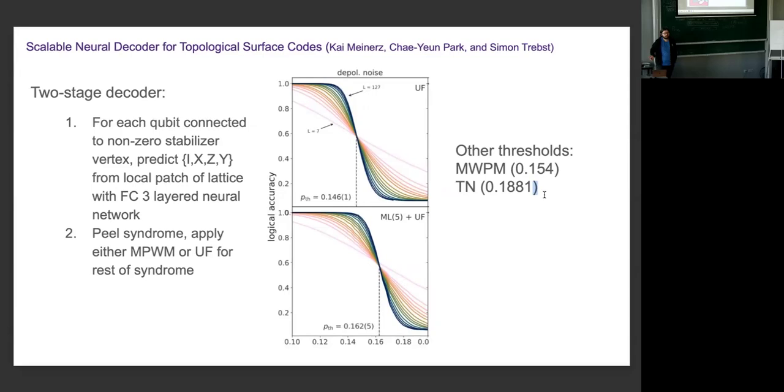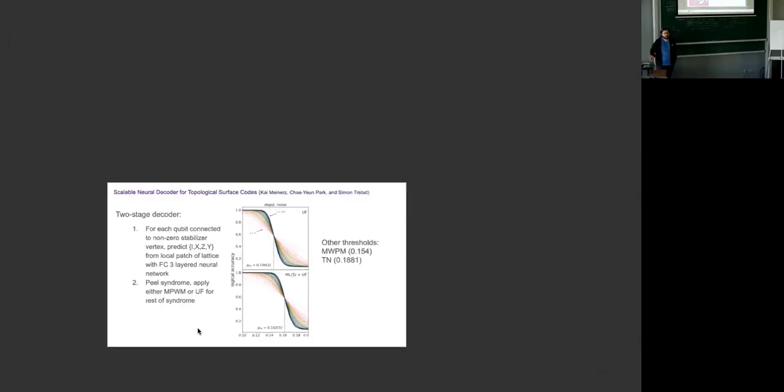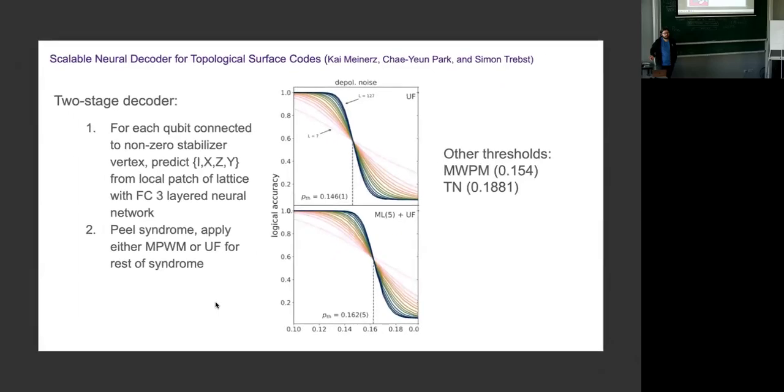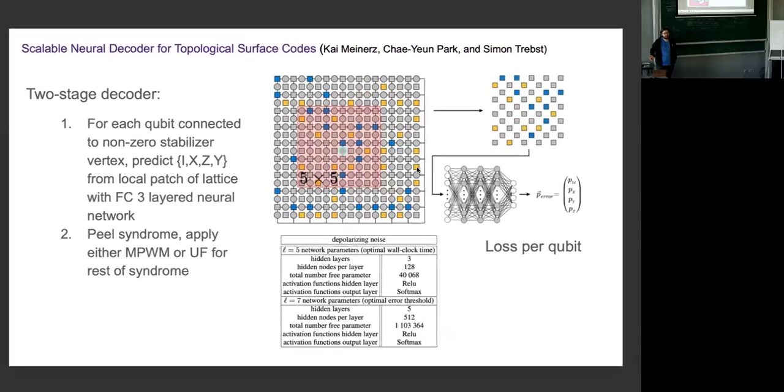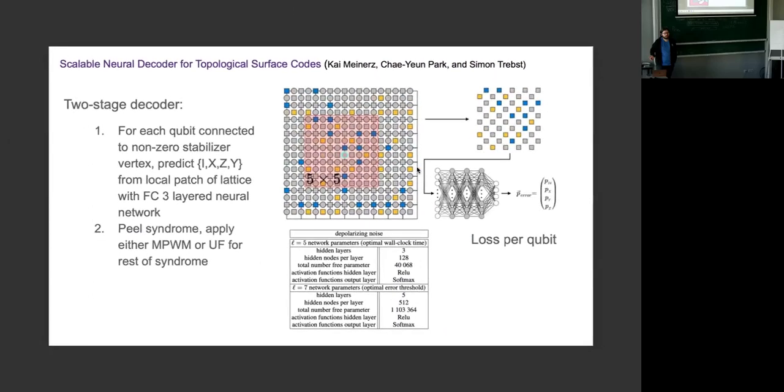Can you go back one slide? So the input of the neural network is this 5x5 patch, and the output is the error for one specific qubit? Yeah. So do you need to run it for every edge? Yes.